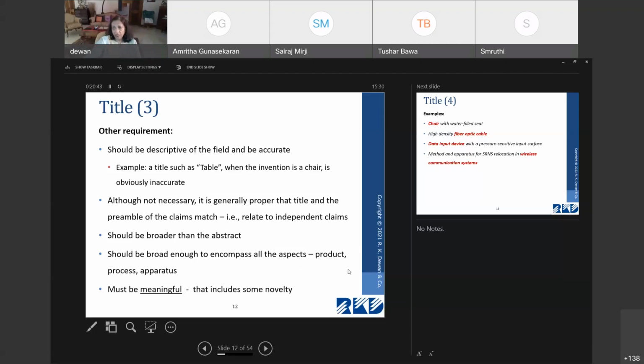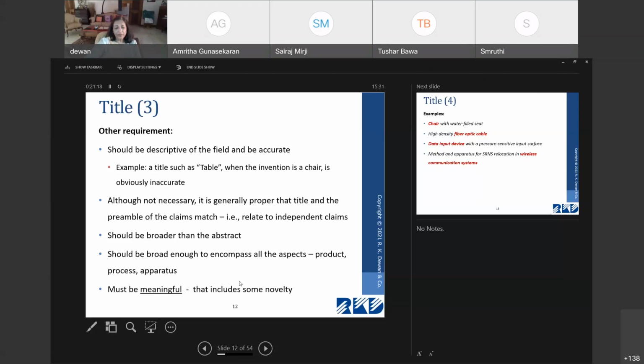If it is only a product, then you can just say an antibacterial formulation, or whatever the product is. But suppose you are making an antibacterial formulation and the process is different, then you'll say an antibacterial formulation and a process thereof, and a process for manufacturing. So therefore it is important. It should encompass all.